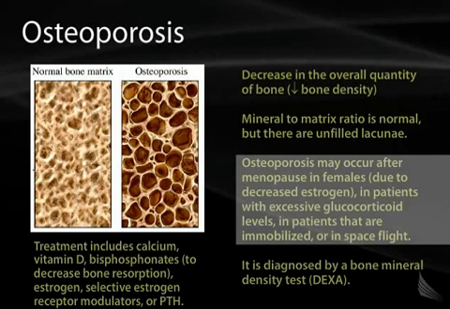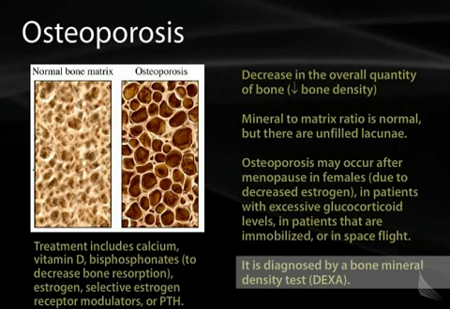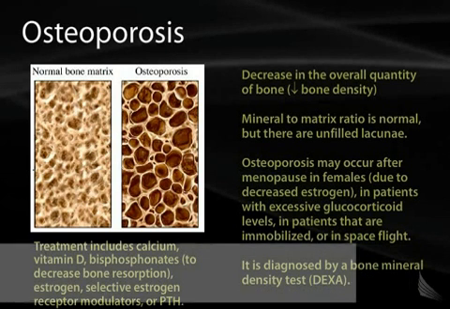oftentimes in females after menopause because estrogen is a very important hormone that maintains bone mass. But it could also be seen in patients who are treated with excessive glucocorticoids for a long period of time, or in patients who have been immobilized for a long period of time, such as people with fractures of the long bones, or even astronauts who have been in long space flights who don't have weight-bearing activity to maintain their bone strength and mass. The diagnosis is often made by using a DEXA scan.